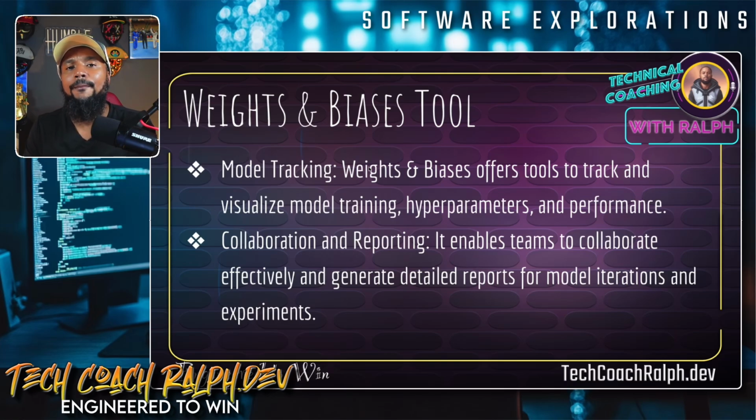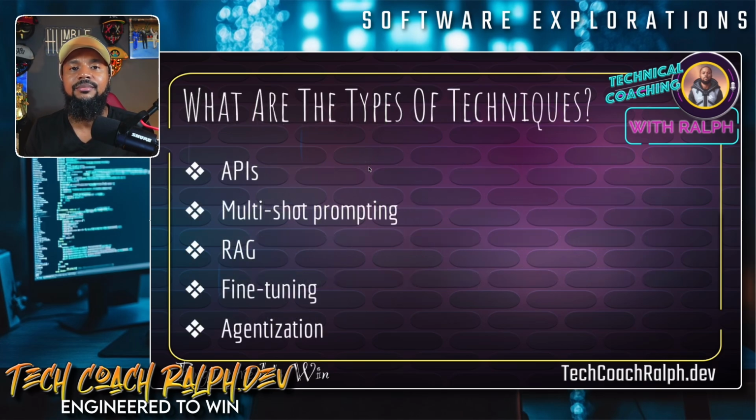All right, what about the Weights and Biases tool? So model tracking. Too many words that start with M, right? Model tracking. Weights and Biases offer tools to track and visualize model training, hyperparameters, and performance, plus collaboration and reporting. It enables teams to collaborate effectively and generate detailed reports for model iterations and experiments.